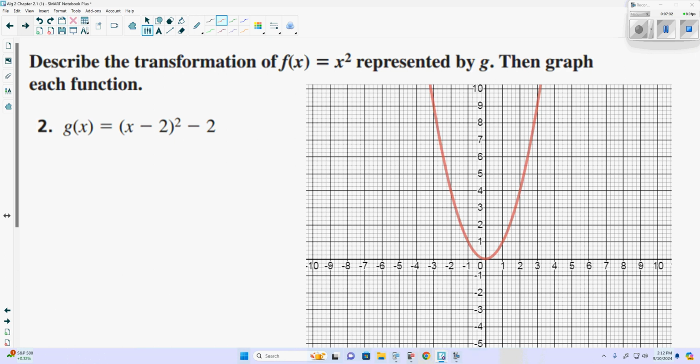How many transformations do we have on the next one? 2. We have the x minus 2 inside and the minus 2 outside. Inside, our minus 2 would be right 2. Minus 2 outside, down 2.